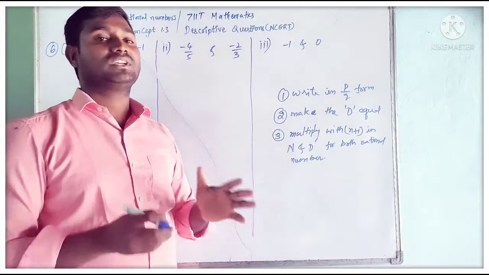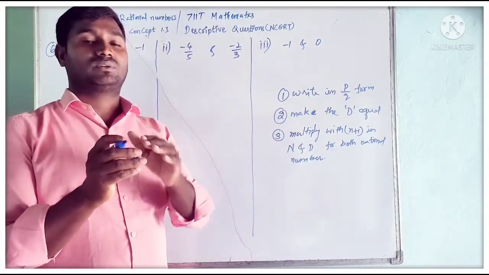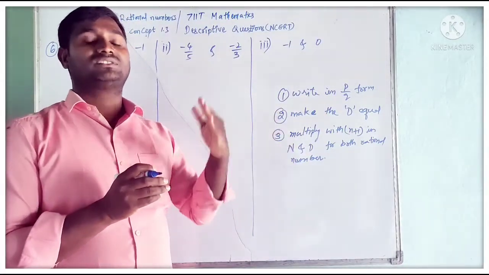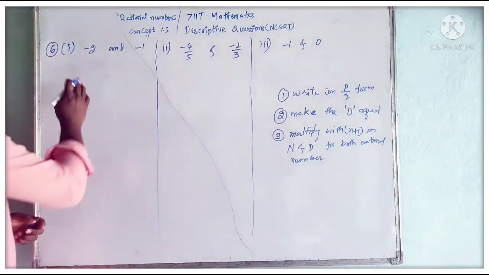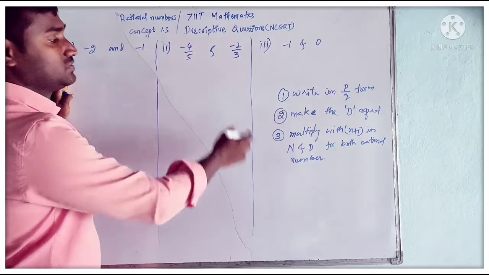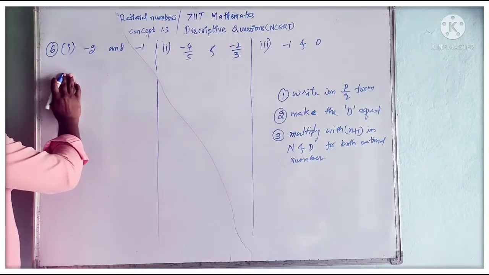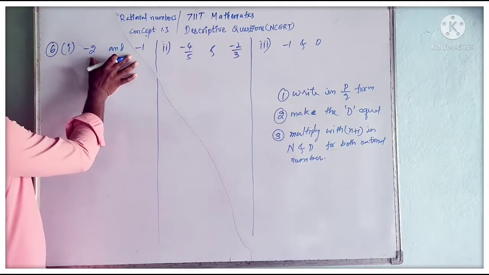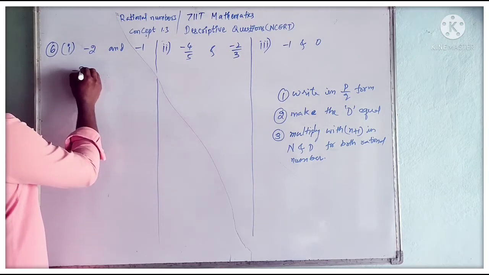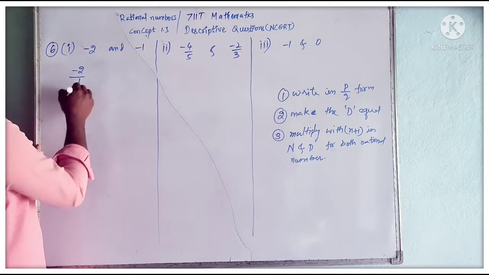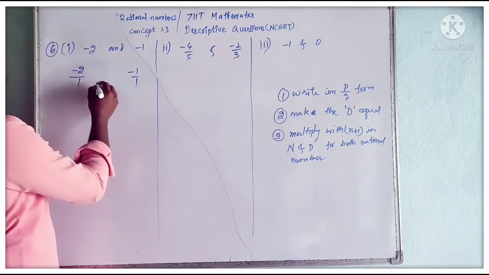Okay, n plus 1 means how many rational numbers you want. Suppose 5 means 5 plus 1, 3 means 3 plus 1, 10 means 10 plus 1, like that. So we need to write every sum according to these 3 steps. First, we need to write in the p by q form. These 2 given rational numbers are not in the p by q form, so we write minus 2 as minus 2 by 1 and minus 1 as minus 1 by 1.